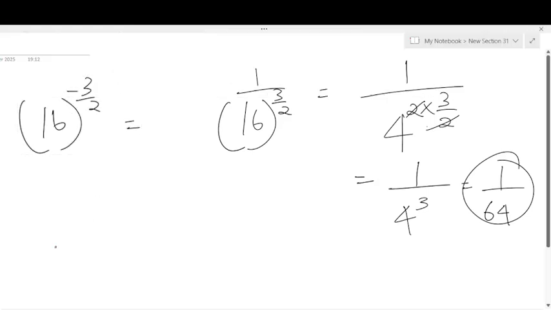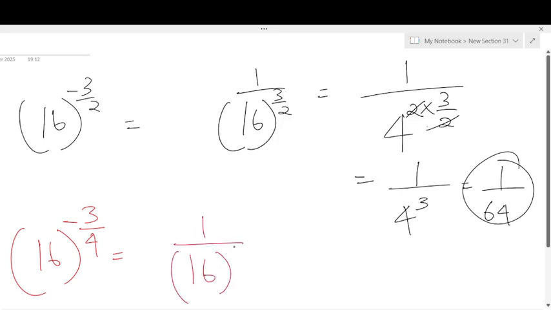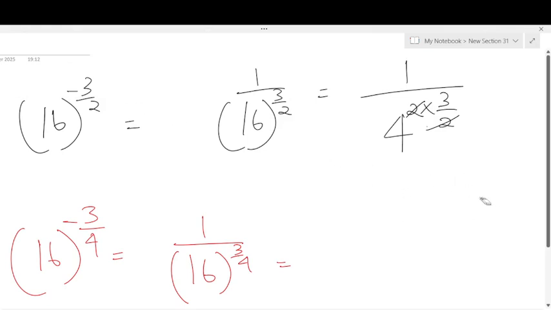Okay, next one. Same 16 I write, minus 3 divided by 4. This time I am giving 4. What's the first point? 1 by 16 to the power of 3 by 4. Next. Tell me, what to the power of what will give you 4? So we don't know, right? See, take 16. Start with 2. Factorize with 2. What do you get? 2 8s are 16.